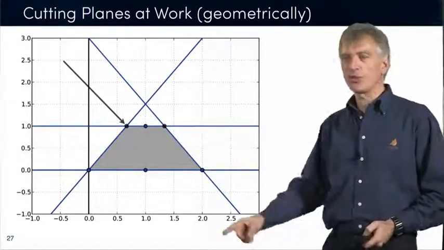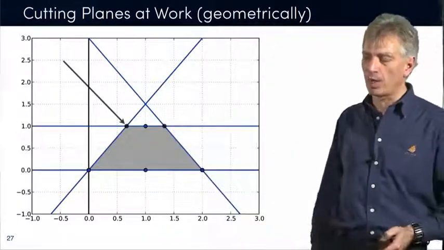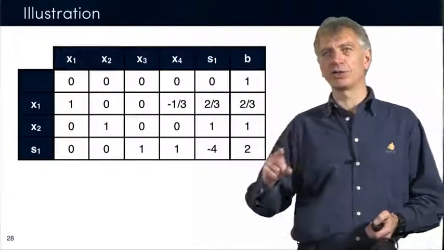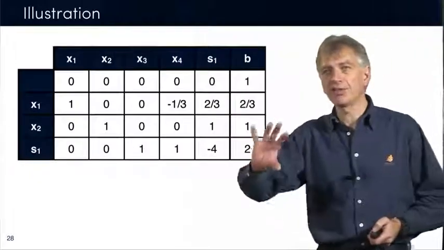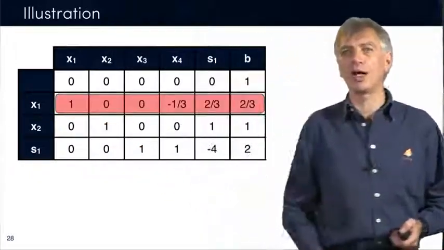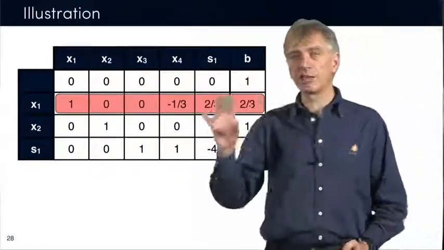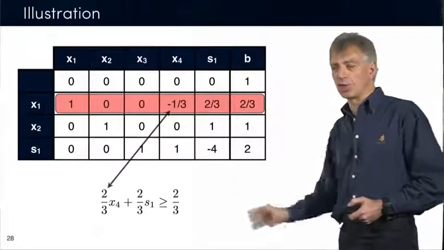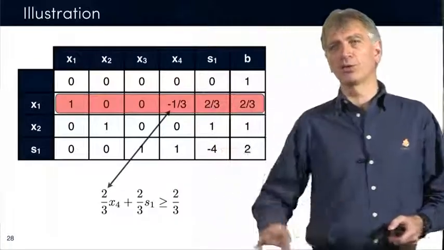And so this point corresponds to what? x1 is about 2/3, right? And x2 is equal to 1. Hopefully we get that in the tableau, and that's what we get: 2/3 for x1, x2 is equal to 1. We see once again the tableau, and the tableau is fine, except that when you look at the row for x1, x1 received the value 2/3. So we have to generate a new cut. So we generate a new Gomory cut, and this is going to be the cut: 2/3 of x4 plus 2/3 of s1 is greater than or equal to 2/3.